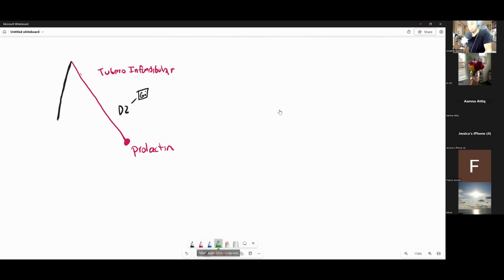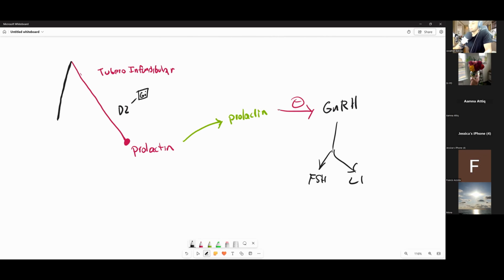Because if prolactin is active, then prolactin will have a direct inhibitory effect on GnRH. This is the active version of prolactin. It will inhibit GnRH. And all I'm saying is that GnRH is responsible for activation of FSH and LH. Good. So what are the symptoms here?